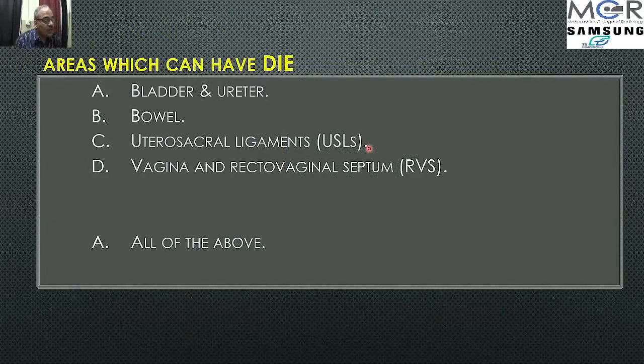So which areas can have deep infiltrating endometriosis? Bladder, ureter, all areas around the uterus, anteriorly or posteriorly, bowel, uterosacral ligaments, vagina, retrovaginal septum. All of these can have deep infiltrating endometriosis, and that we will see in the next few slides.